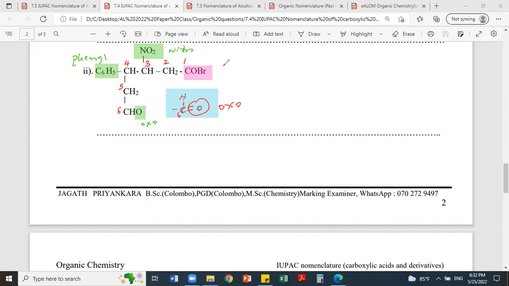This is a nitro group. Nitro. This is acyl bromide, so the name ends in oyl bromide. What oyl? Hexanoyl bromide. Hexanoyl bromide. You have to leave a space and write bromide.